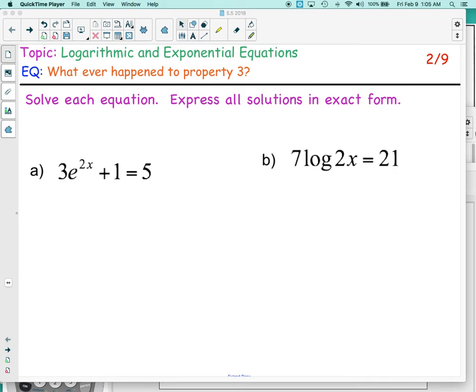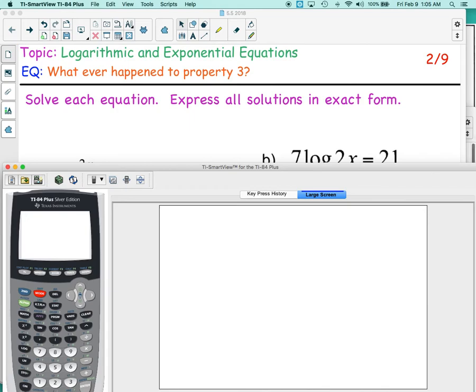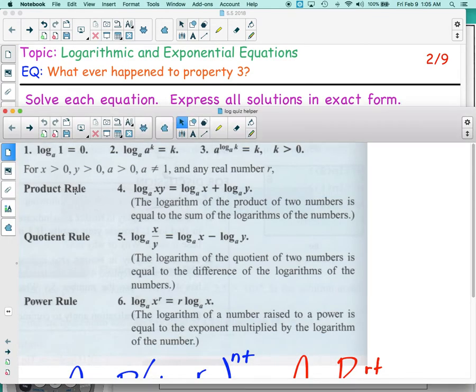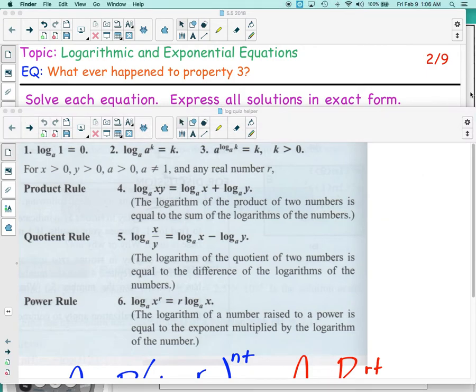So this is section 5.5, day 1. We're going to be looking at solving logarithmic equations and exponential equations. We will be using our properties of logarithms today, so if you need to get out your little sheet to do that, make sure you have that, and make sure you have your calculator with you. We'll be needing that too sometimes. So let's get all ready for that.